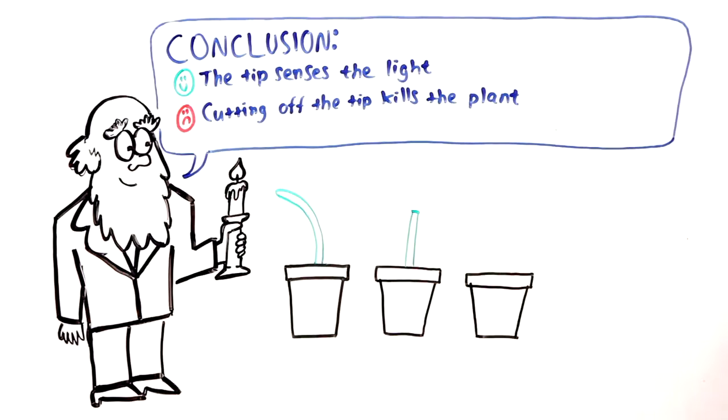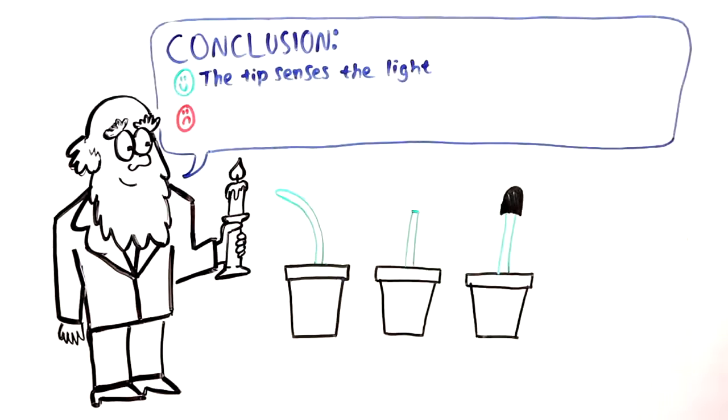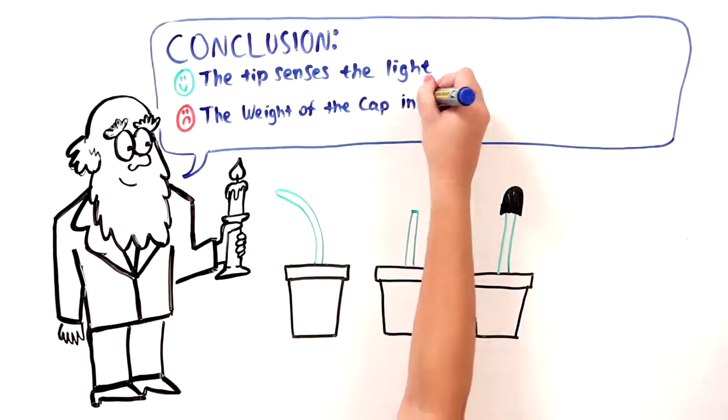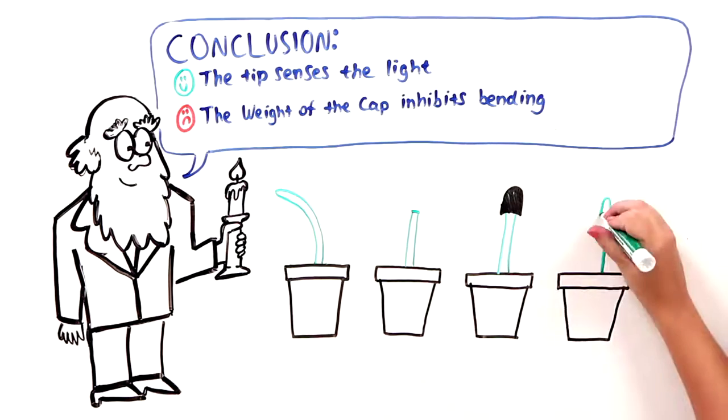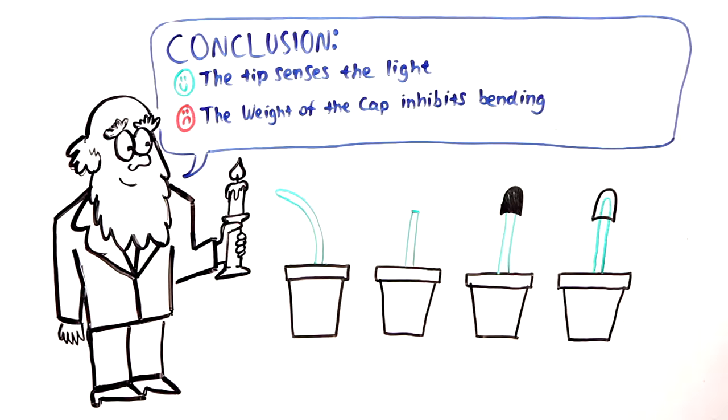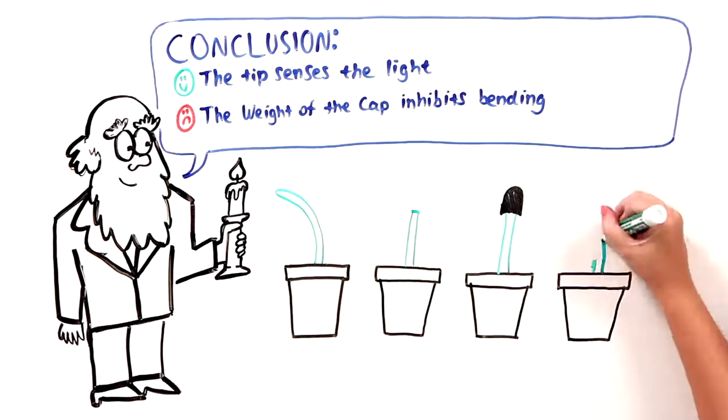So the first control that he did was he covered the top of the plant with a hat, with a cap that was impermeable to light. And in this case, the plant also didn't bend. So does this prove or support Darwin's hypothesis that the tip of the plant is what's seeing the light? Well, it could support it, but it could also be that this cap was so heavy that it inhibits the plant from responding. So he did another control. And this time, he covered the tip of the plant with a glass cap, which allowed light signals to go through. And under these conditions, lo and behold, the plant does bend.